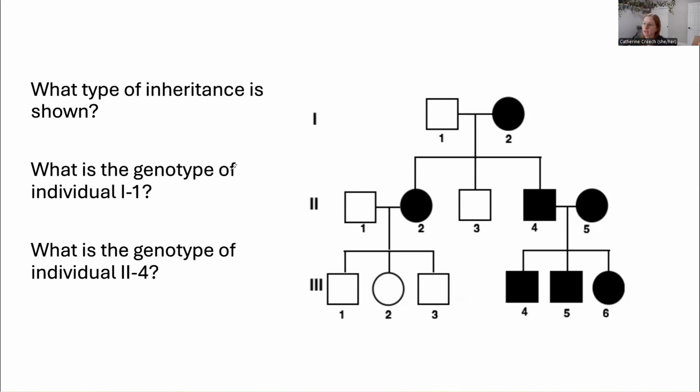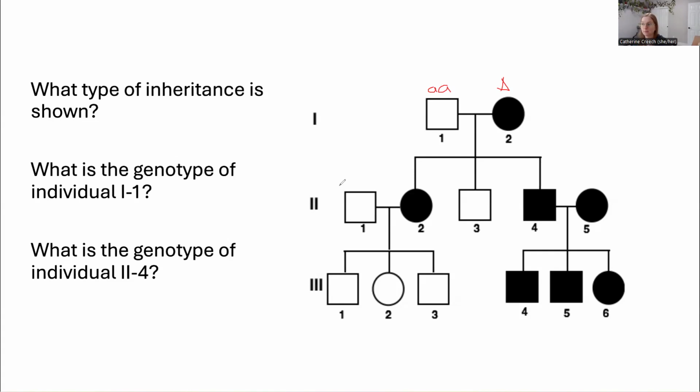What is the genotype of individual 1, 1? So here's my generation, here's individual 1. This person is not affected, and this is an autosomal dominant trait. So I know that the genotype of this person is homozygous recessive, because if they had one capital A, they would be colored in.